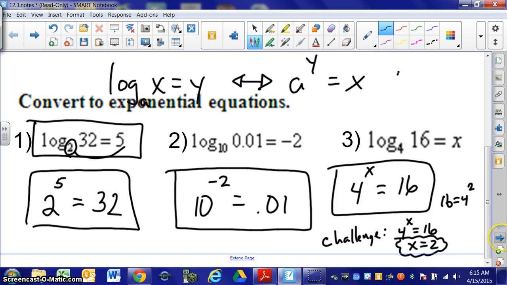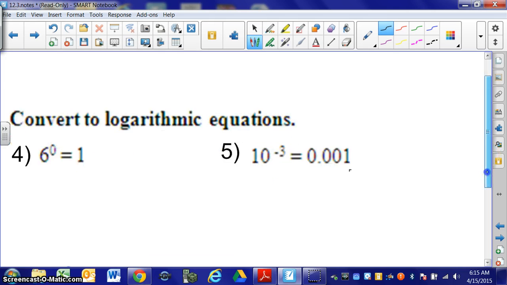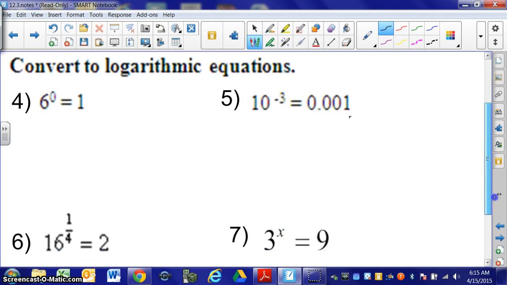And we're going to want to be able to go the other way also: from exponential form into logarithmic form. I would say the best way to do it is, the reason we use logs is so we can solve for exponents. So the exponent is always going to be what's equal to the log. So here's the exponent, 0. 0 equals log.